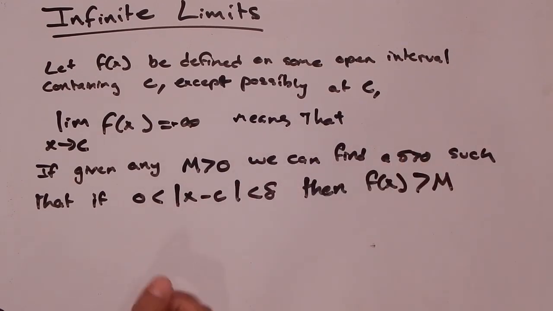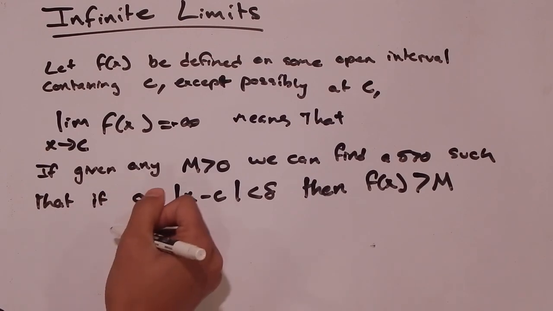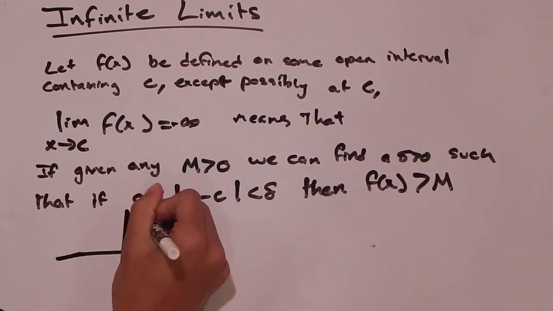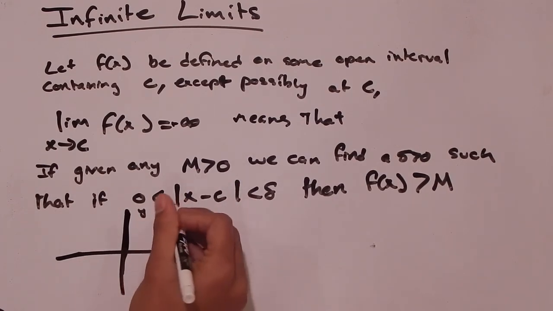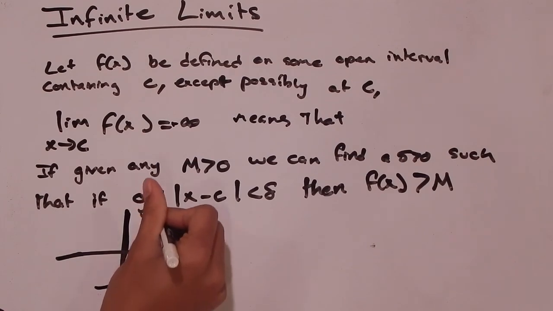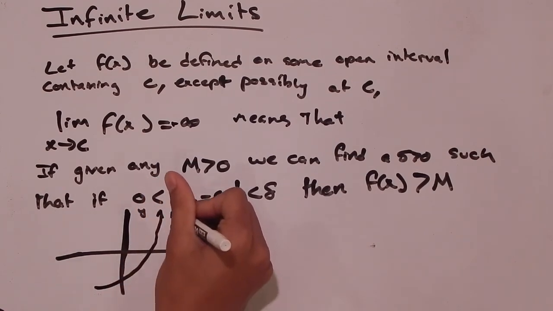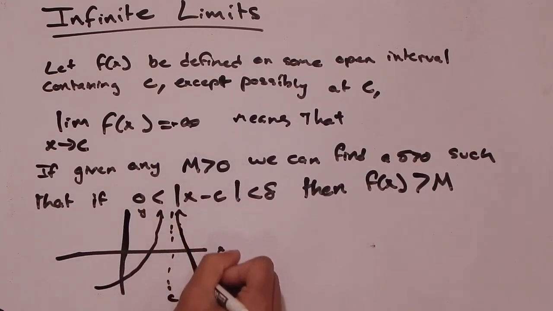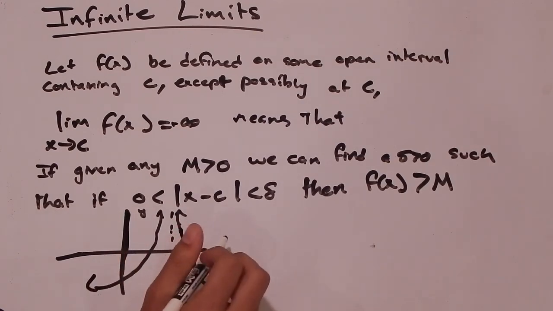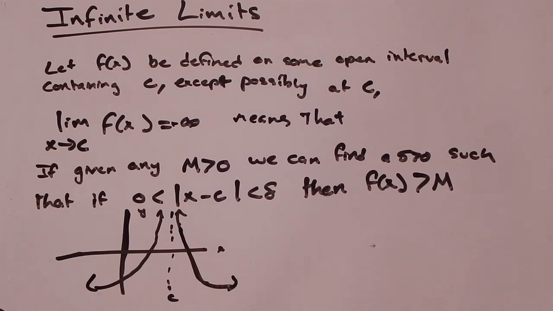And why is that? Well, let's look at a sample graph. Let's make this my y-axis and my x-axis. I'm going to have a little vertical asymptote right here at c, and the graph's going to look something like this. So as you can see from our interpretation, it does look like the limit as x is approaching c is going to be infinity. And how can we show that?